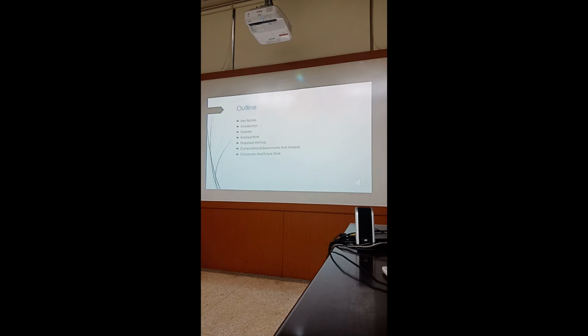So here is my outline: the key factors, introduction, purpose, related work, the proposed method from this conference paper, the experiment, and future scope and conclusion. In the key factors there are peer-to-peer lending, ensemble learning, autoencoder, and logistic regression, which are used in this paper. Then there is the introduction part, where they are defined.